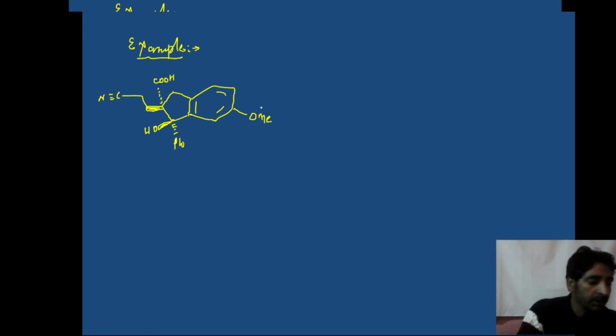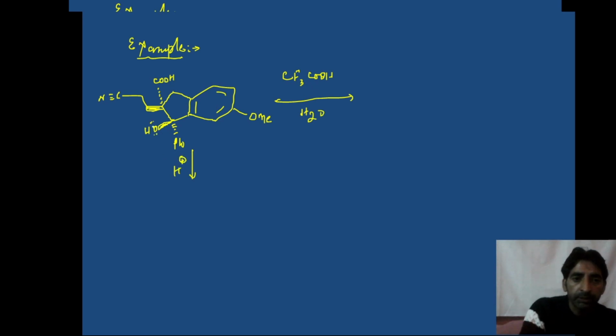Now what will happen? This is treated with a very strong acid, that's trifluoroacetic acid, and then it is treated with water. So what will happen? Trifluoroacetic acid is a proton source. It will give me proton. So basically this will react with proton. So first this oxygen atom will be protonated, and this will be lost as water molecule. Here carbocation will be generated. Now once the carbocation is generated, it will be attacked by this nitrogen atom.